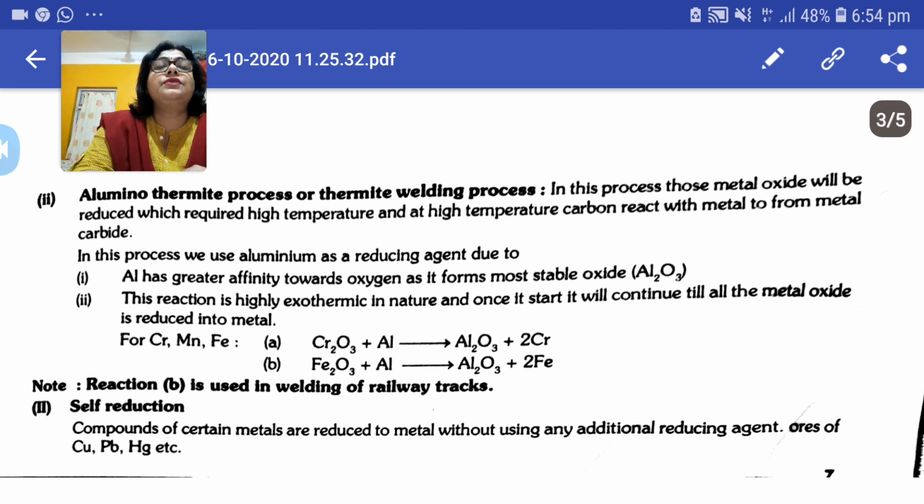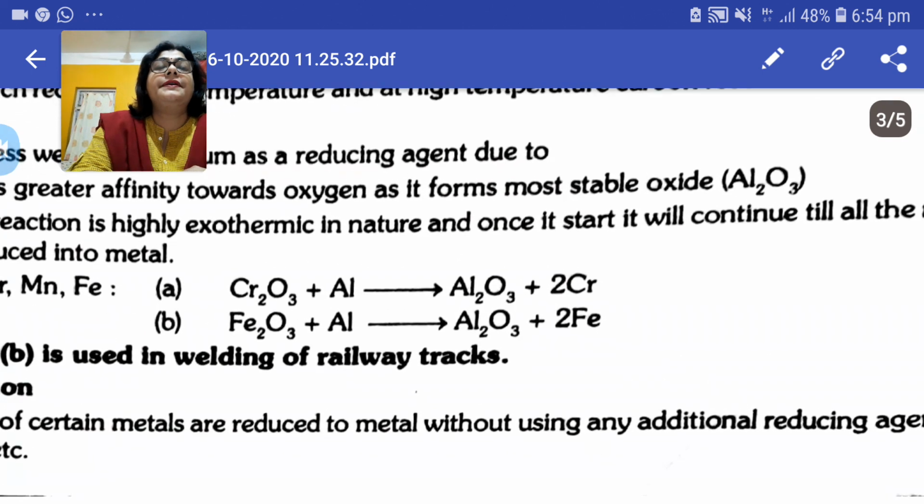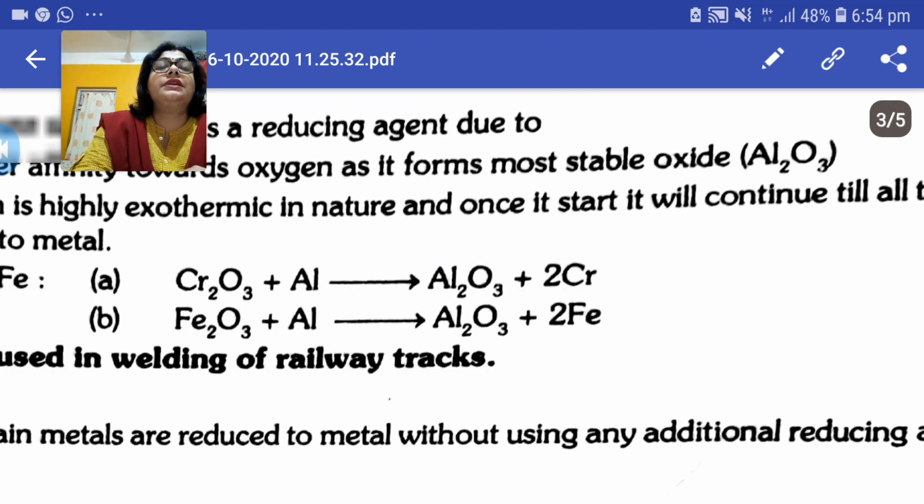Now in this process we use aluminum as a reducing agent. Why do we use it? Aluminum has greater affinity towards oxygen because it forms aluminum oxide. This reaction is highly exothermic in nature, and once it starts it continues till all the metal oxide is reduced to metal. You see the reaction given here. Cr2O3 plus Al gives aluminum oxide plus chromium, that is chromium oxide is reduced to metal. Then Fe2O3 with aluminum gives aluminum oxide plus iron.